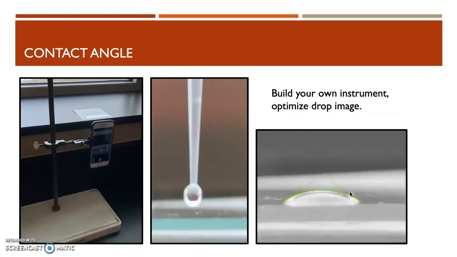Now, how actually are you going to do this? You are going to build your own drop instrument, and you're going to use your phone, and you're going to set up maybe on a box some way to take a picture of the profile of that drop. You're going to try to make a consistent drop size on that surface, and then you're going to take a picture. You can import that picture into that ImageJ program, and you can measure contact angle using the drop snake.